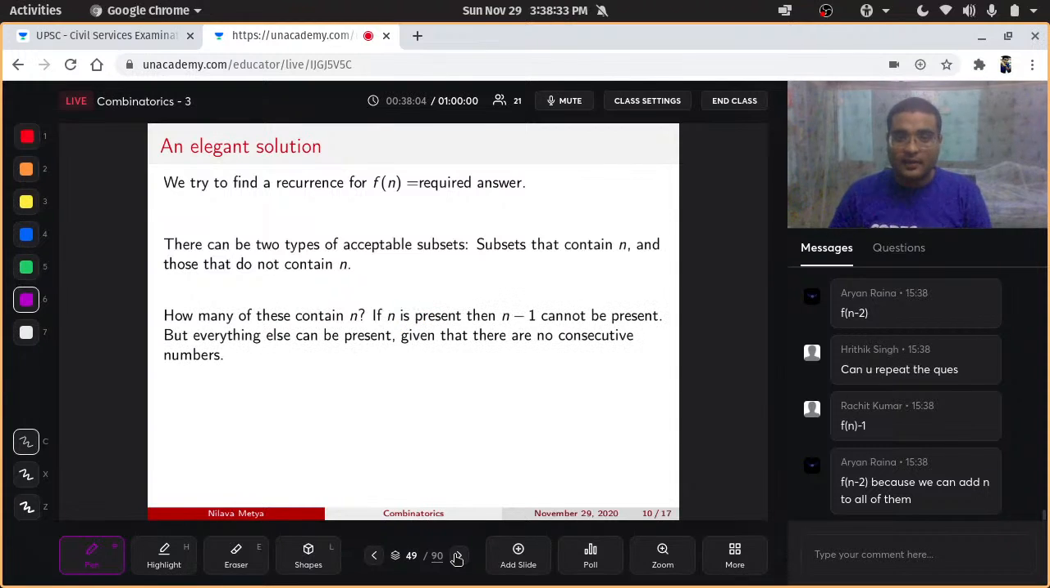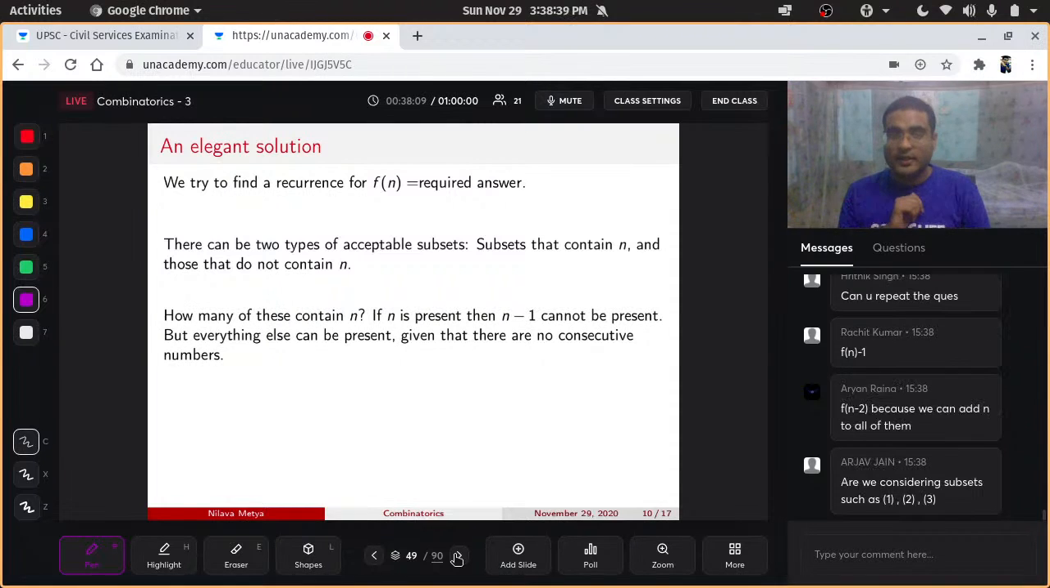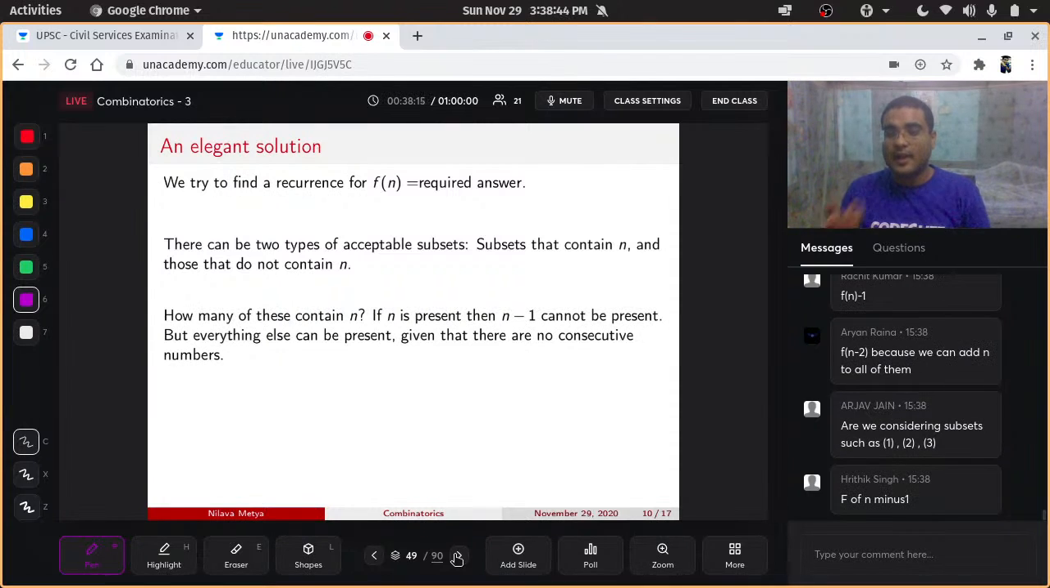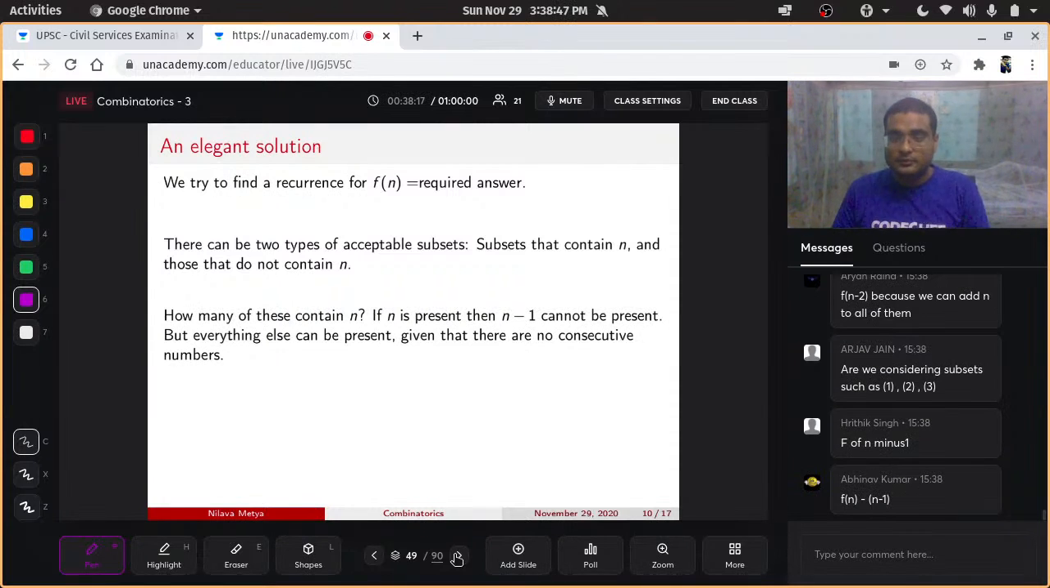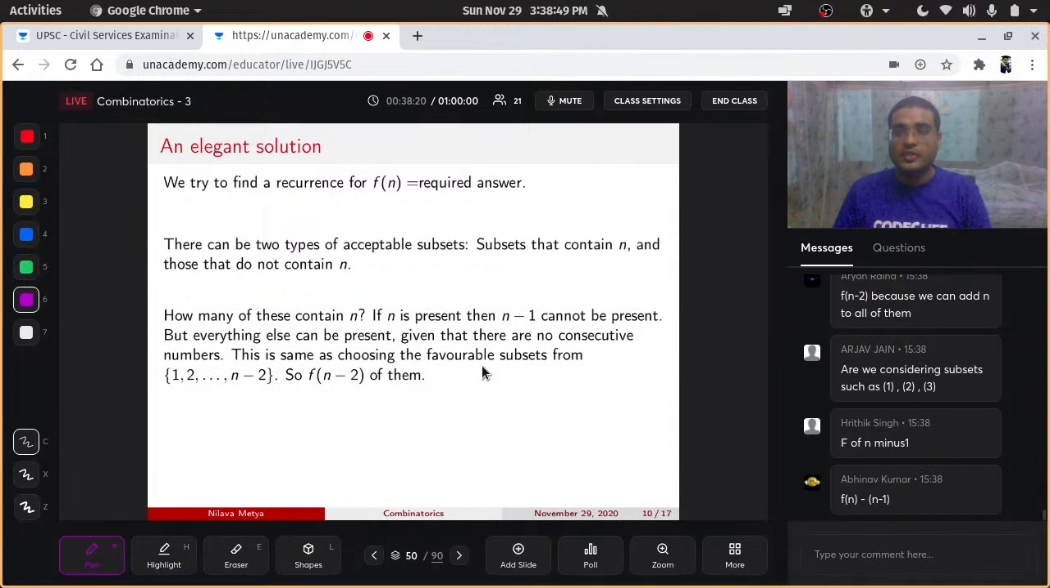If n is there, then n minus 1 cannot be there, because two consecutive things can't be present. Empty set is also a subset. So that is the same as choosing the number of good subsets from 1 through n minus 2. N minus 1 cannot be there, so what are the remaining possibilities? One for each of the good subsets of 1 through n minus 2. That gives f of n minus 2 of them.